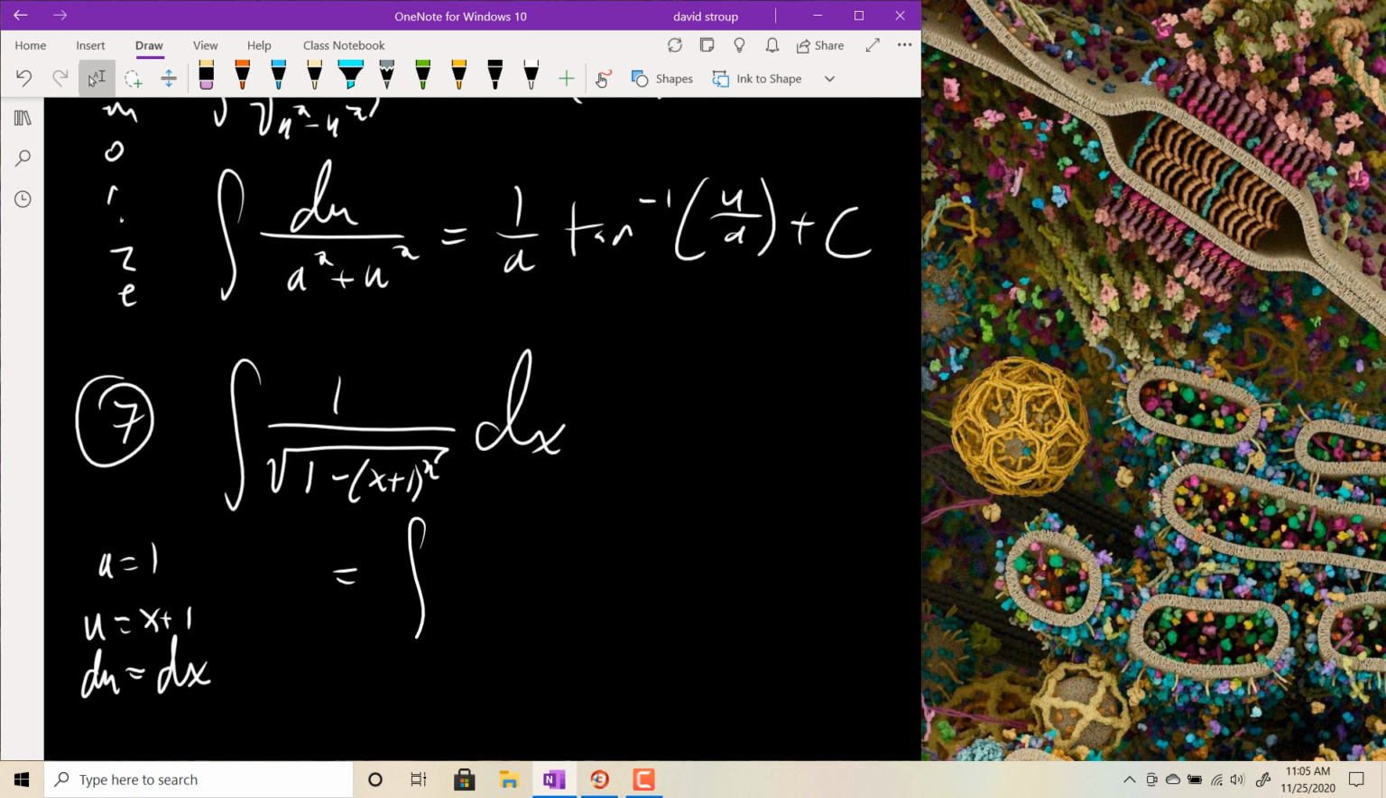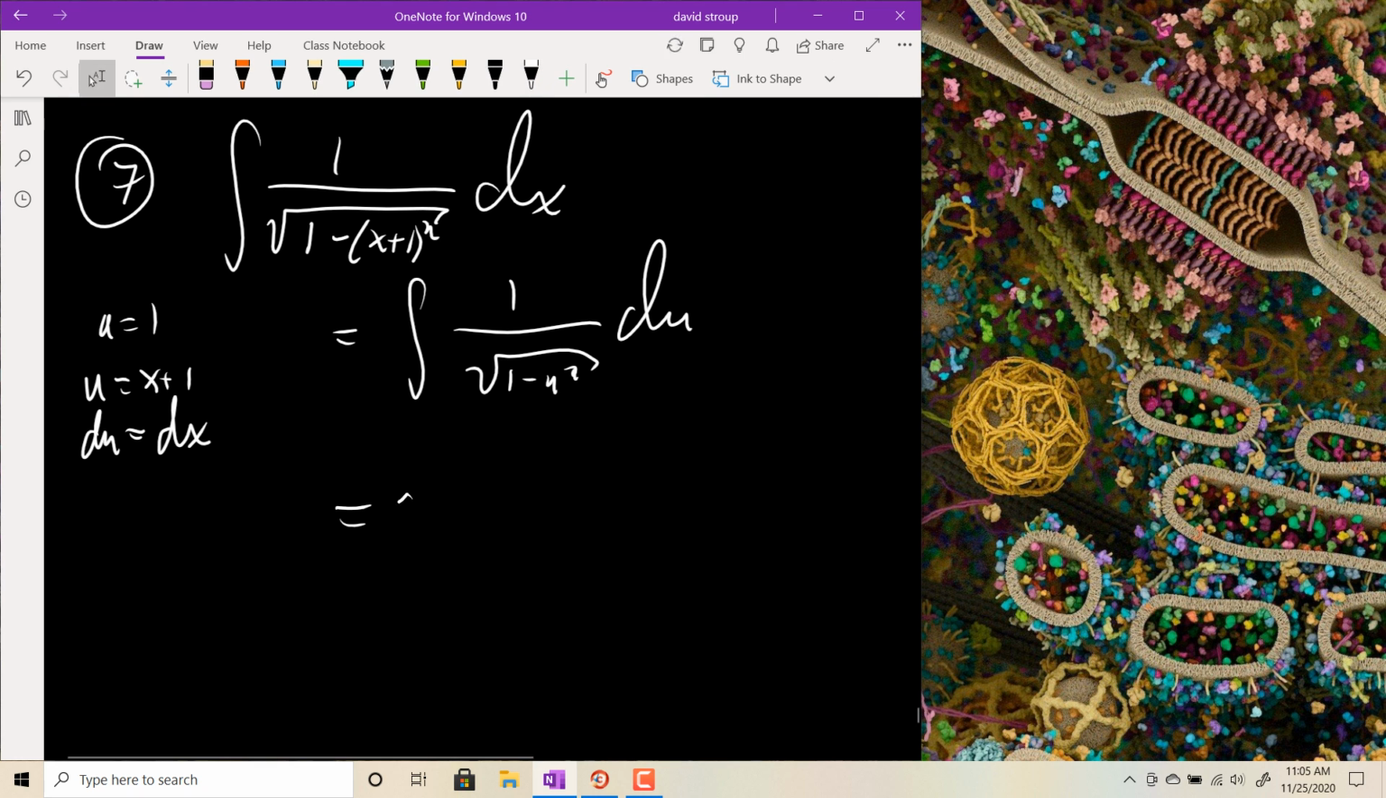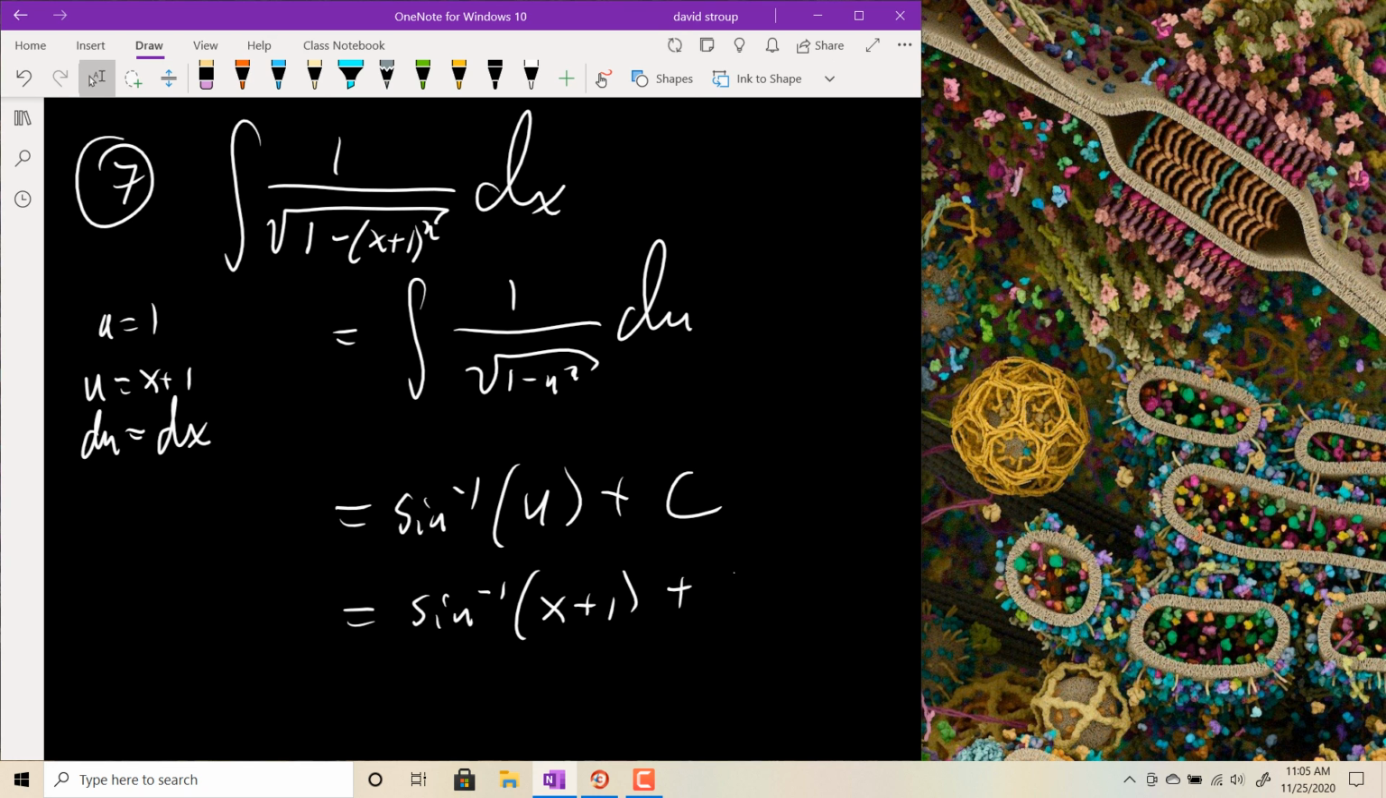So here I'll have the integral of 1 all over the square root of 1 minus u squared times just du. And then that'll be sine inverse of u all over a. a is just 1. And so that will be sine inverse of x plus 1 plus c.